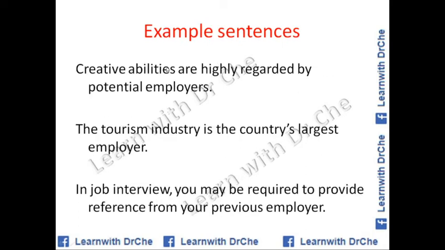Example sentences: creative abilities are highly regarded by potential employers. The tourism industry is the country's largest employer. In a job interview, you may be required to provide a reference from your previous employer.